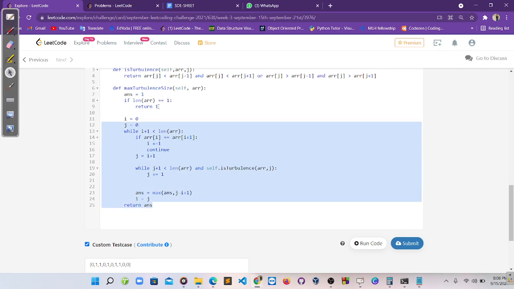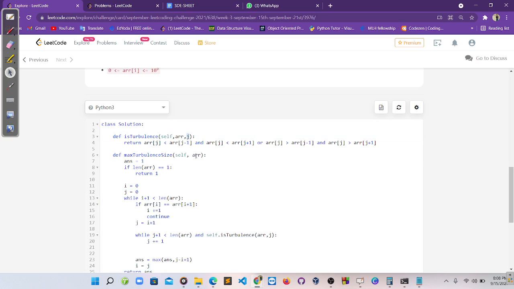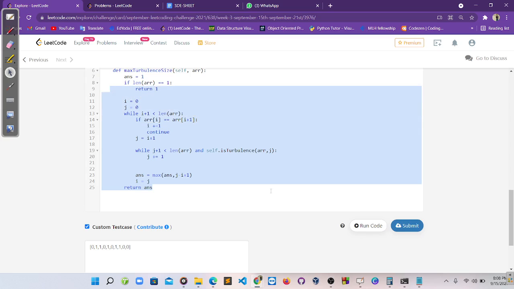Now we understand what is turbulent, simple as that. Suppose we are at some index j. If at its left the value is less and at its right the value is less, or at its right the value is greater and at its left the value is greater, if any of these conditions works, it returns true, otherwise it returns false. And that's how it works.